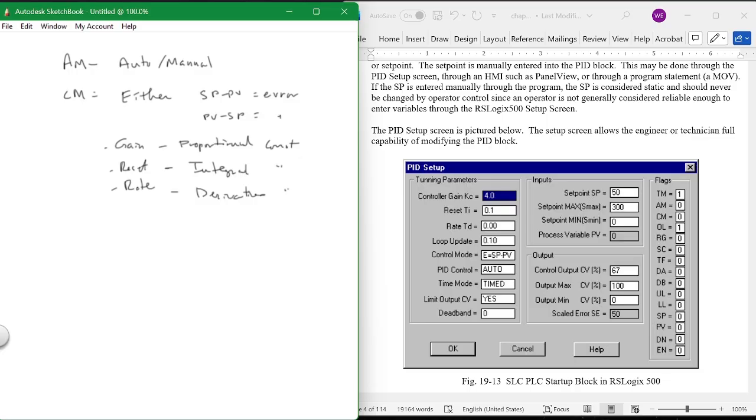So this is a setup screen. This is something you would never let an operator touch, but here's all your variables. There they are. Here's my control mode: E equals SP minus PV. You flip it, it's PV minus SP. Here, what is my mode? It's auto or it's manual, okay? In other words, here are some of my variables that I can set up.